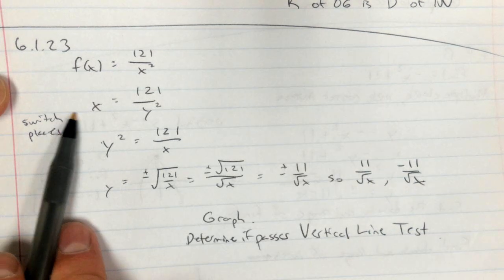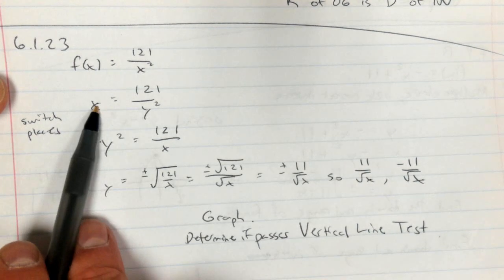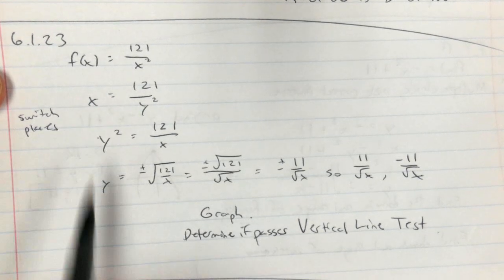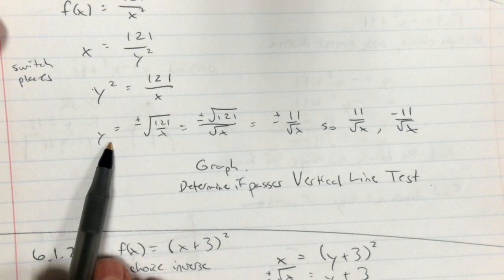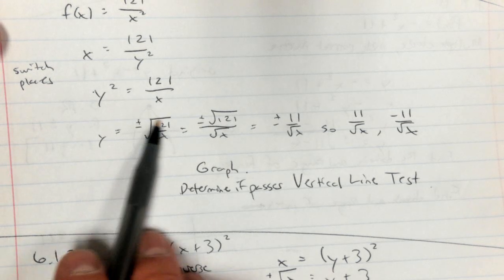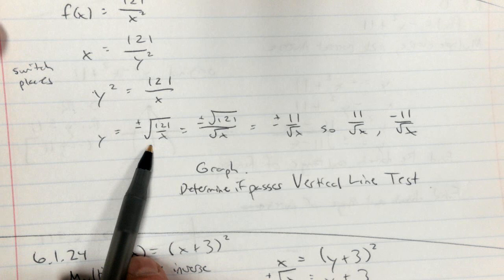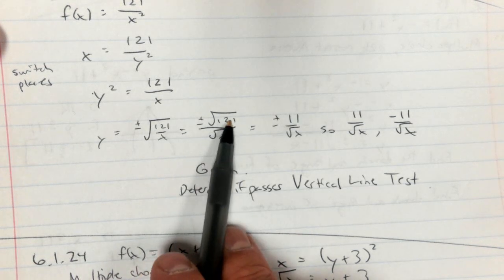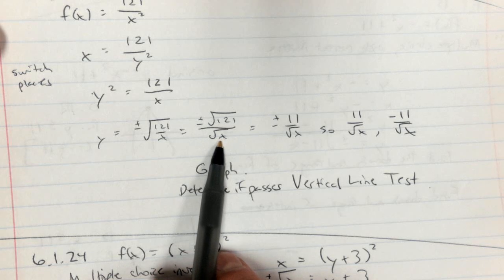Okay, so the x goes under and the y squared goes over. And then you want to take your plus and minus the square root. And it is a tall square root, which means both. And you can separate that into plus and minus the square root of 121 over the square root of x.